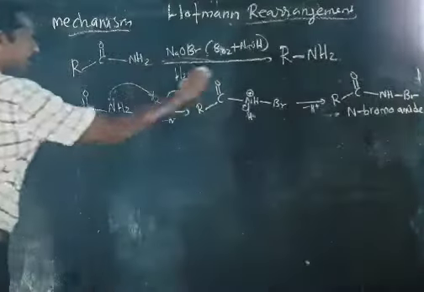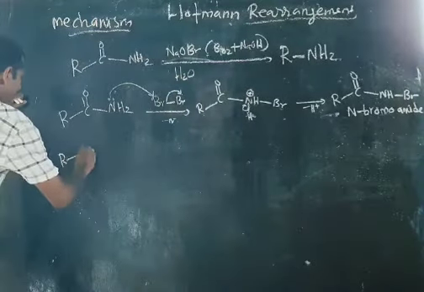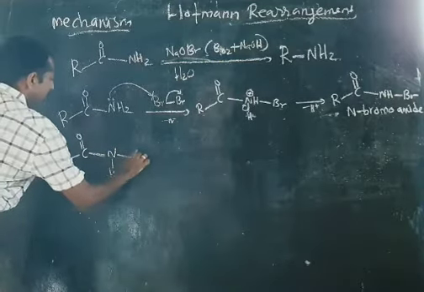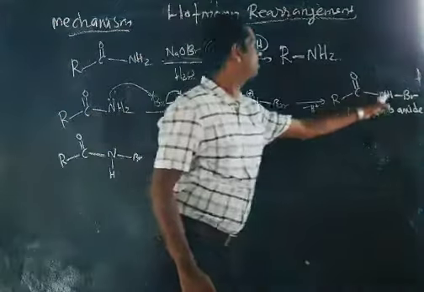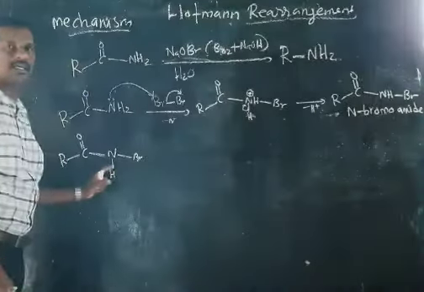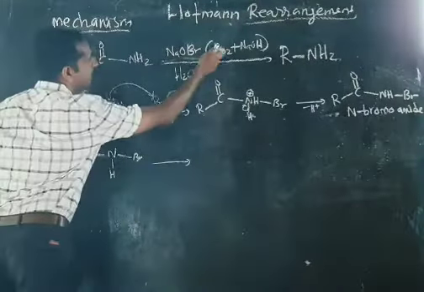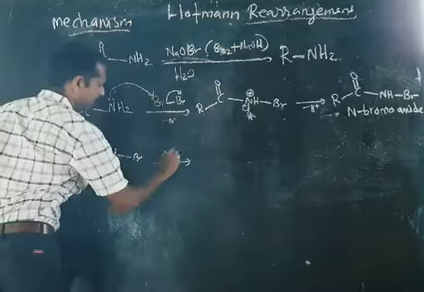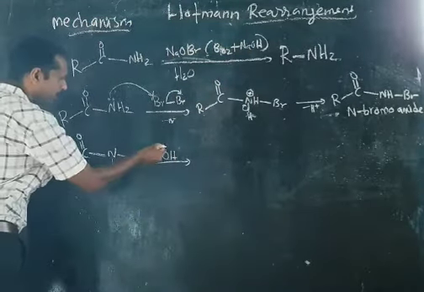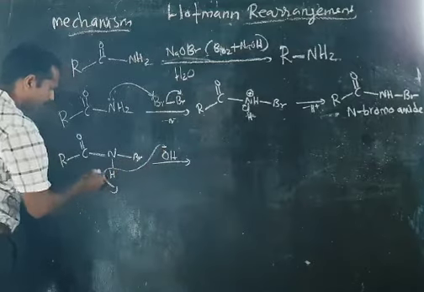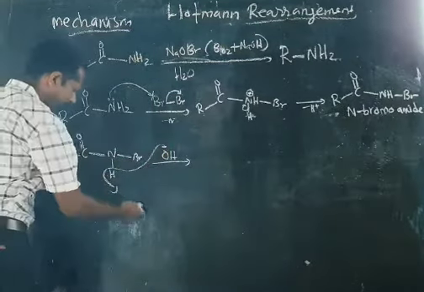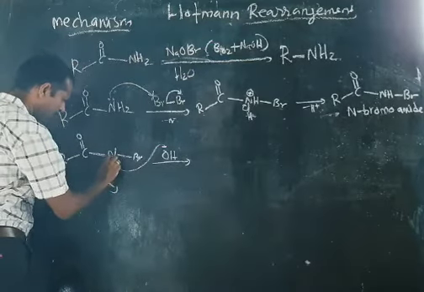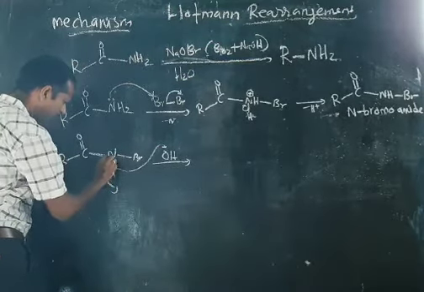Now look at the next step. This RC double bond O NHBr is written as NHBr, the same RCONHBr. Now our base, look here, Br2 plus NaOH. Br2 is used up here, and you can see that our base OH minus is there. This OH minus removes this proton, because this proton is an acidic proton, and you can see that this pair of electrons is shifted to nitrogen.